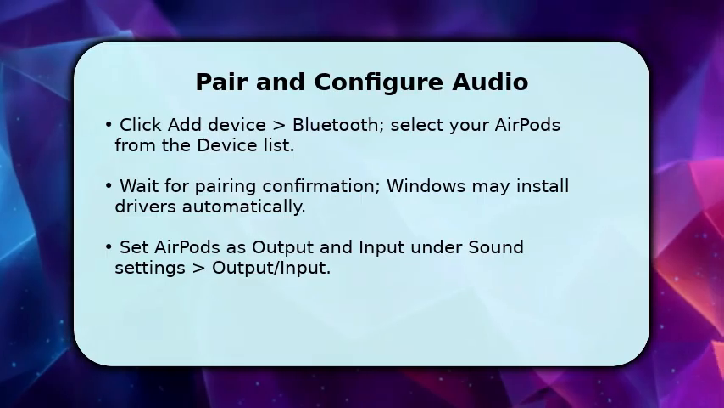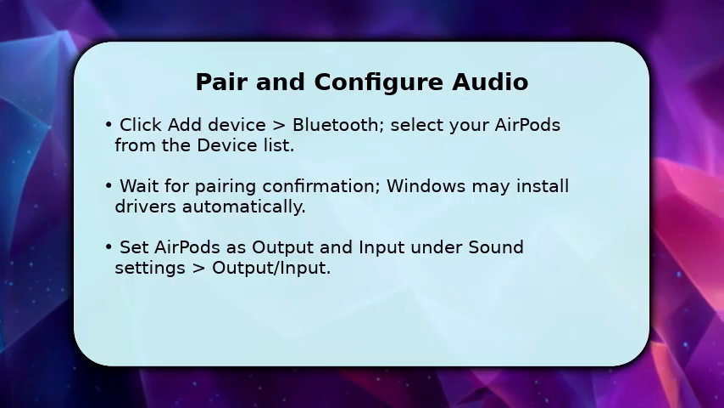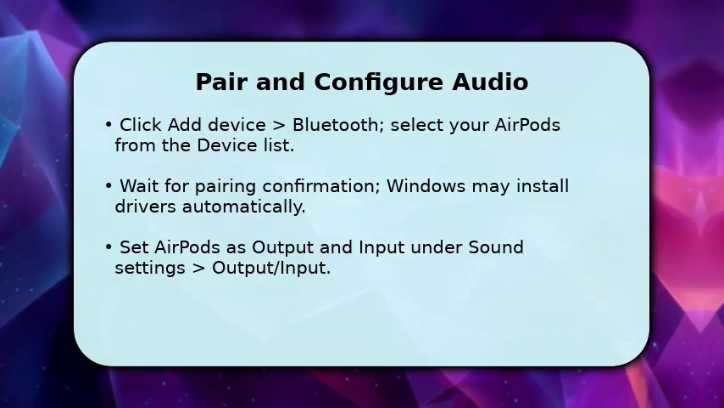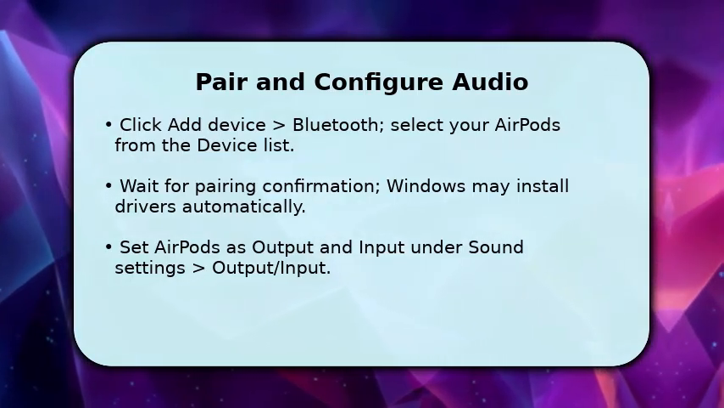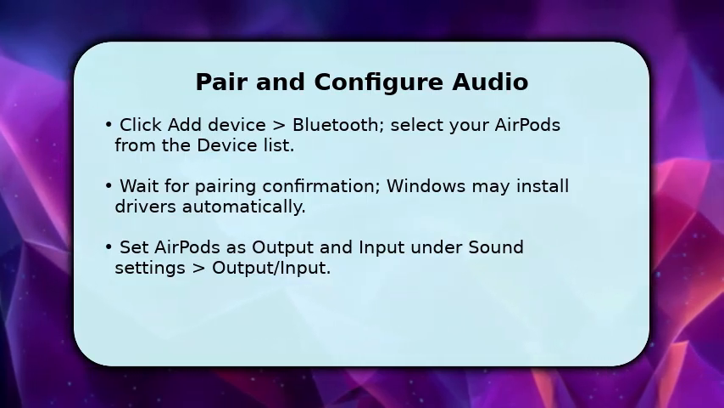After AirPods are discoverable, click Add Device and choose Bluetooth. You should see your AirPods appear by name. Select them and accept pairing. Windows will typically install the appropriate profile automatically, which enables both audio and microphone functionality.